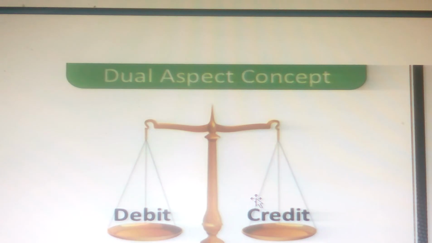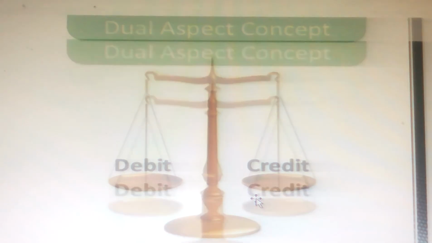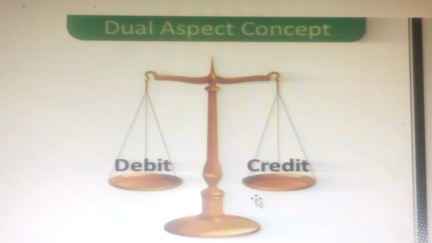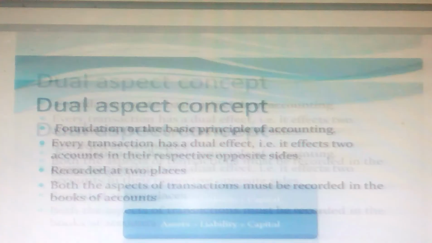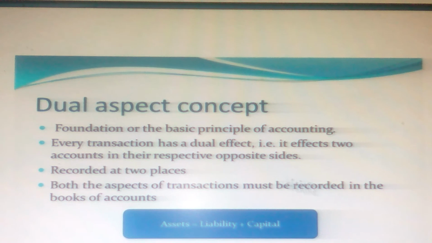Then the dual aspect concept. It's very, very important for our accounting transactions. What is the meaning of dual aspect concept? Here, see, debit and credit are shown. Later on, we are going to learn. So what's the meaning of debit? Here there are two aspects. Correct? What's the meaning of dual aspect? It is the foundation or the basic principle of accounting.